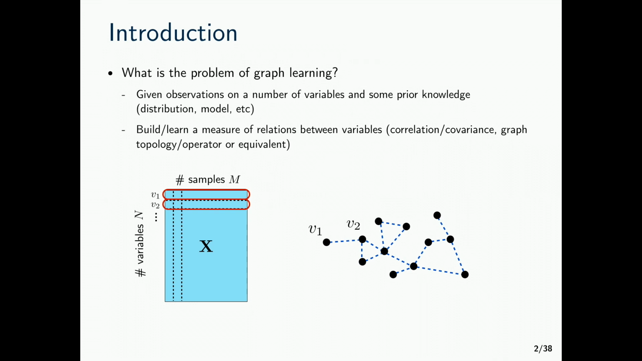The relationships can take a number of different forms. For example, simple correlation or covariance between the variables. But more often we are interested in a graph topology or operator or something equivalent, in which we consider each variable as a vertex in a graph. And the goal is to infer the existence of edges, possibly also the weight of the edges, such that it captures pairwise relationships between the variables that we have. So in the context of this diagram, I will basically decide whether there is an edge between V1 and V2 by looking at the two corresponding rows, which are highlighted in the data matrix X.